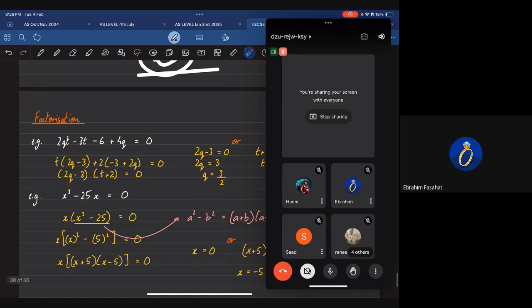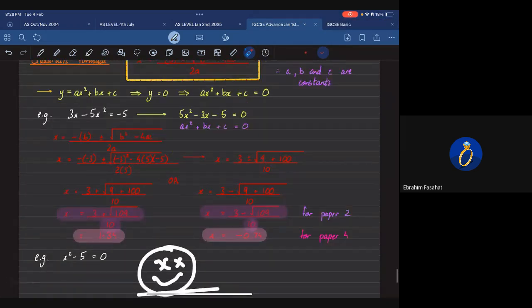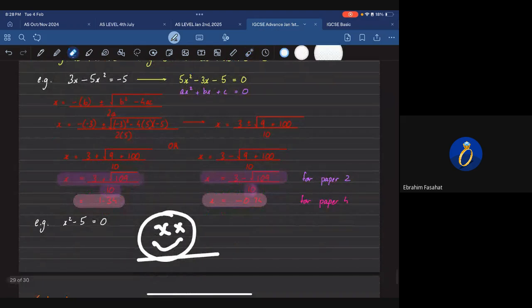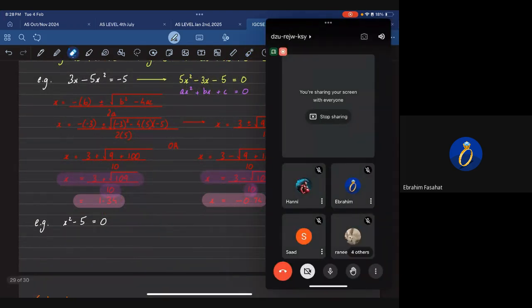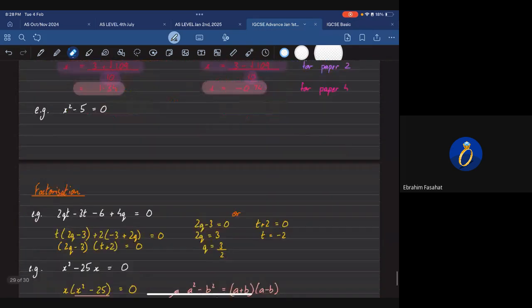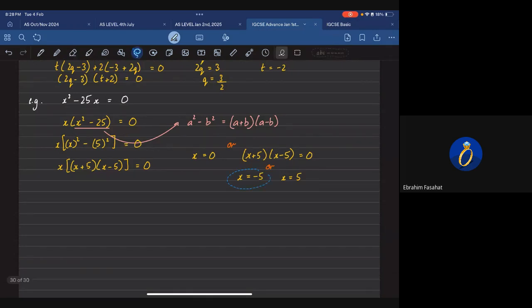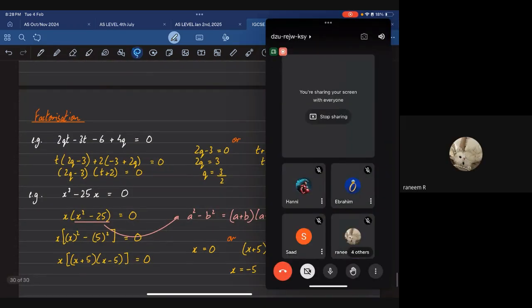Anyone who has any issues with this? Yes, guys. Anyone who does not get this? The smiley looks weird. Ibrahim, is this clear? Hani, is this clear? Yes, hello guys. Any issues with this? No, sir. All right. Thank you, Rani.